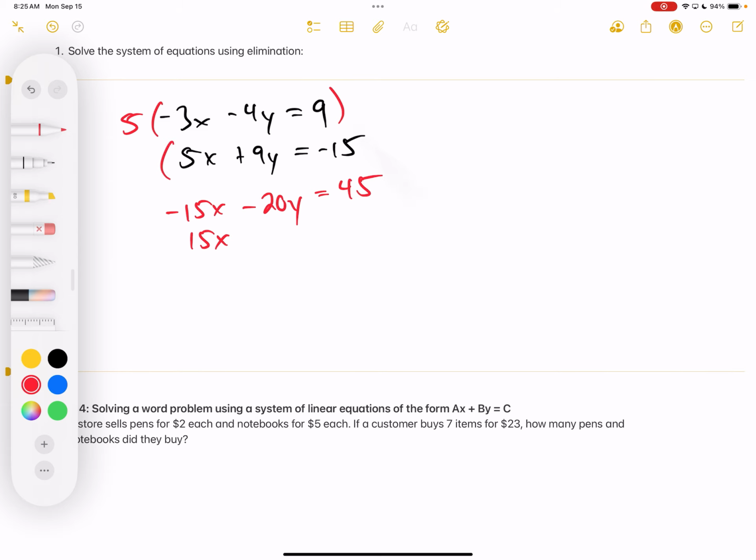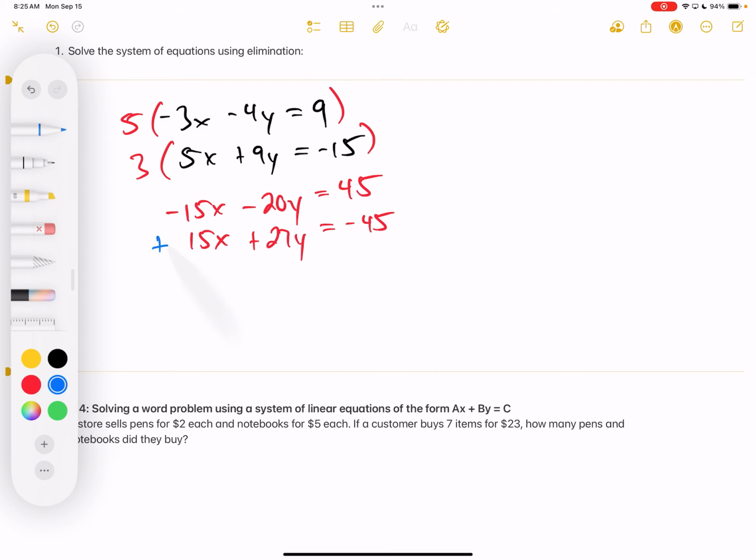And then my other one, I need that to be positive 15x, so I multiply it by 3. 3 times 5x is 15x. 3 times 9y is 27y. 3 times negative 15, I keep saying the answer, would be negative 45.